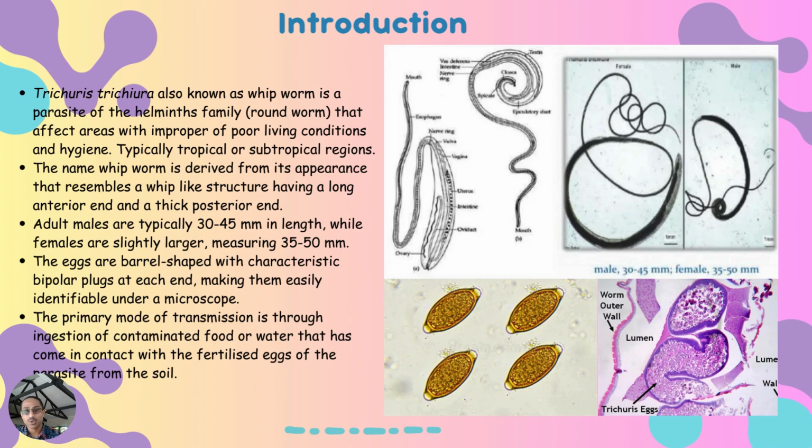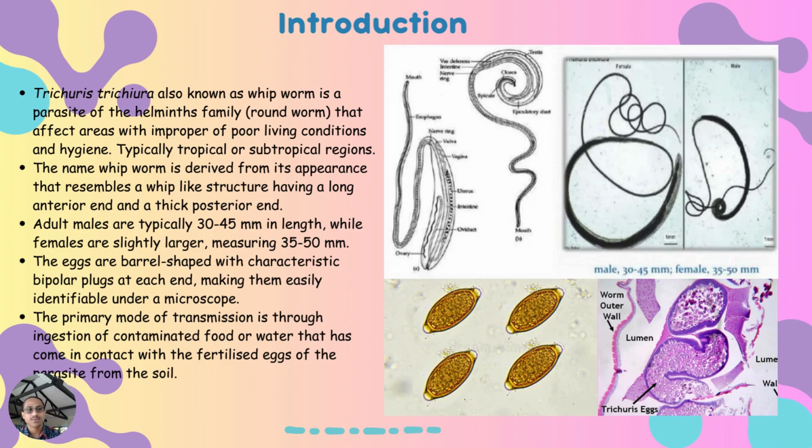The name whipworm itself was derived from its appearance, which resembles a whip-like structure, having a long anterior end and thick posterior end. The adult males are typically smaller, 30 to 45 millimeters in length, while the females are slightly larger, measuring 35 to 50 millimeters in length.